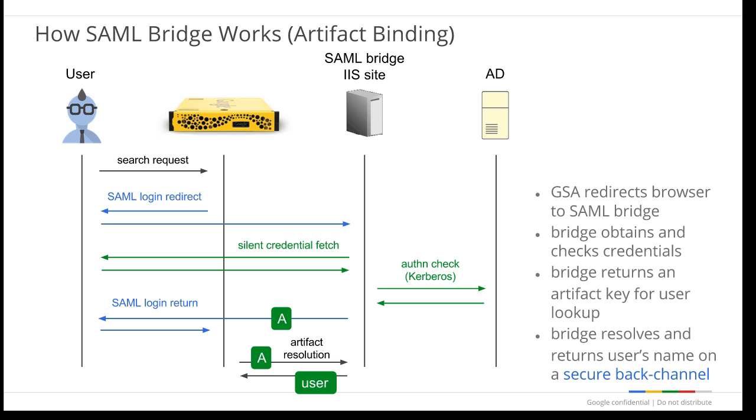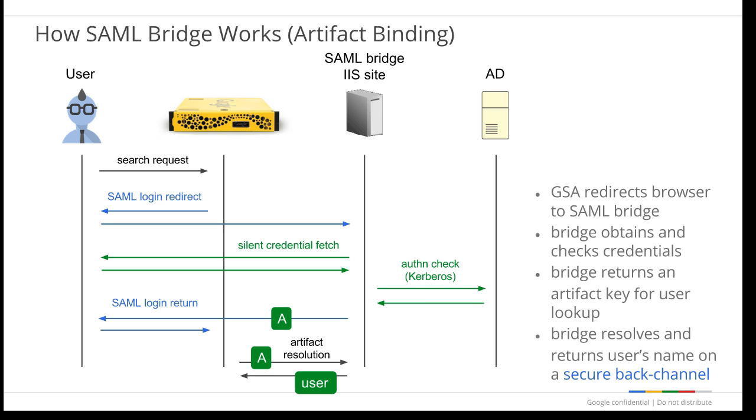In a high availability environment, you may have multiple GSAs using multiple SAML bridges. In that case, post binding is recommended. If artifact binding were used, each GSA would have to be configured to use a single specific SAML bridge because only the SAML bridge that generated the artifact will be able to dereference the hash lookup and return the user's identity to the GSA. If the bridge fails, the corresponding GSA won't be able to authenticate users.